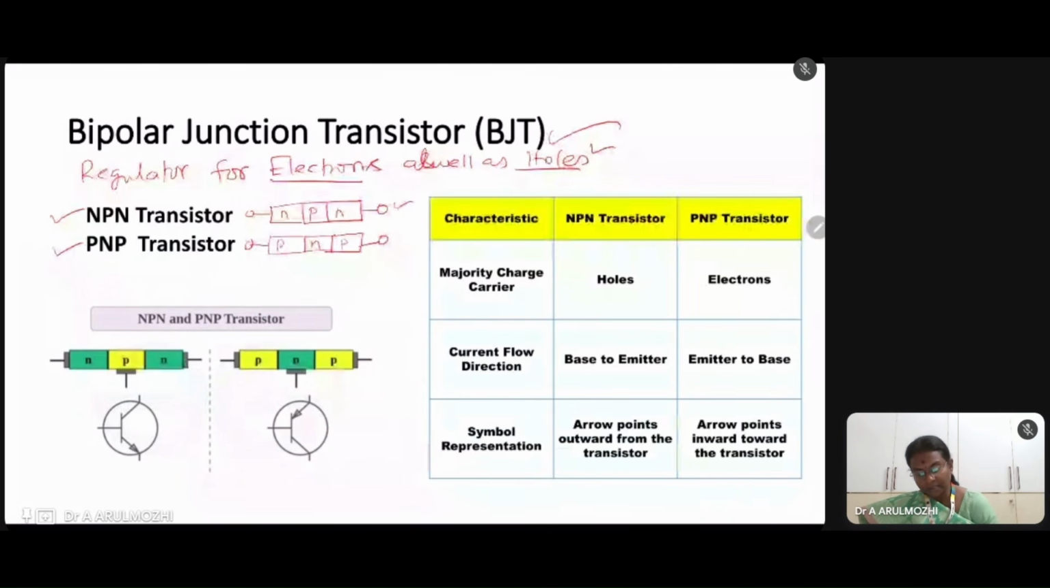Here this is the symbolic representation. In the NPN transistor, this is our emitter, this is base, next one is collector. Similarly, on this side, this is collector, this is emitter, and this is base. As you know, transistors can be easily represented by the arrowhead. The arrowhead represents the emitter terminal, and in the case of the NPN transistor the arrowhead is pointing outward, whereas in the PNP the arrowhead is pointing inward.